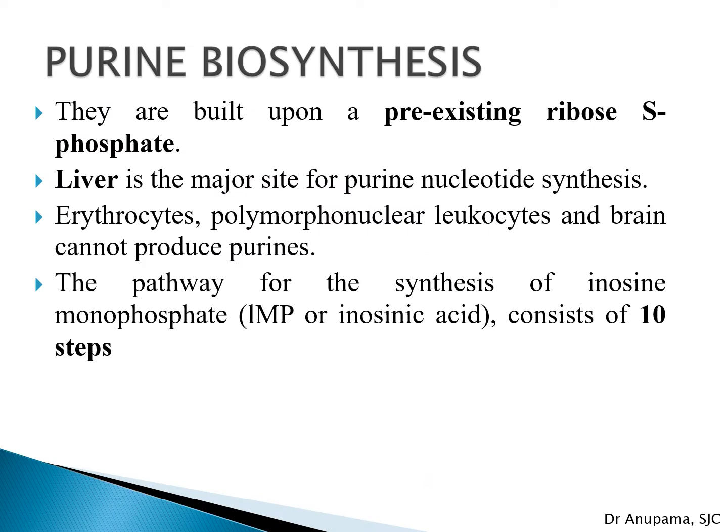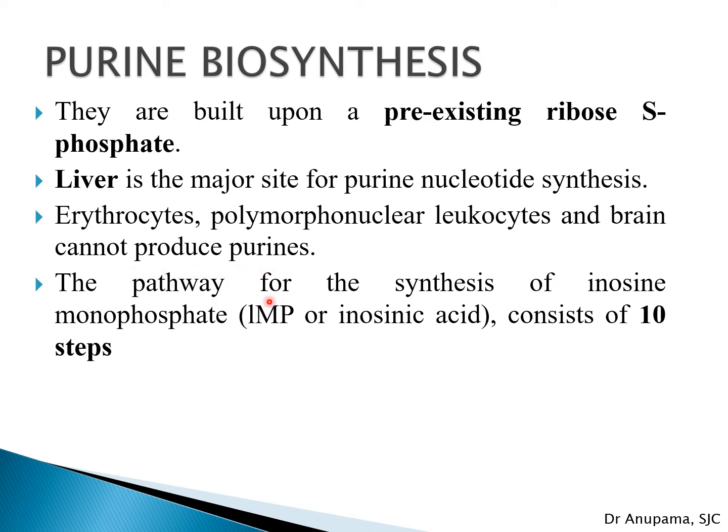Now let us start with purine biosynthesis. Purines are built upon a pre-existing ribose 5-phosphate. Liver is the major site for purine nucleotide synthesis. Erythrocytes, polymorphonuclear leukocytes, and brain are the three which cannot produce purines.